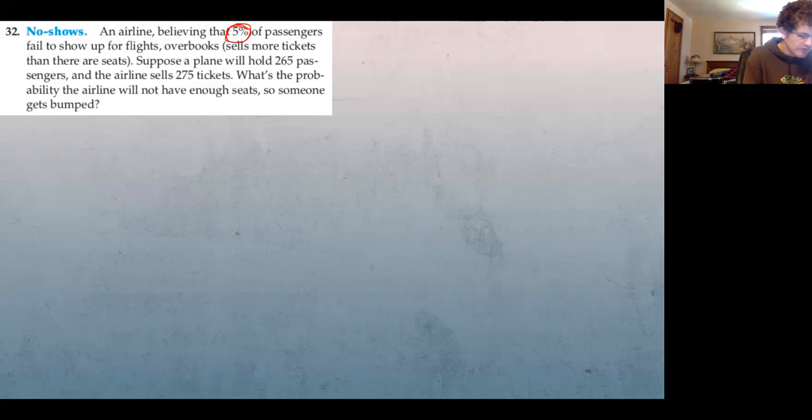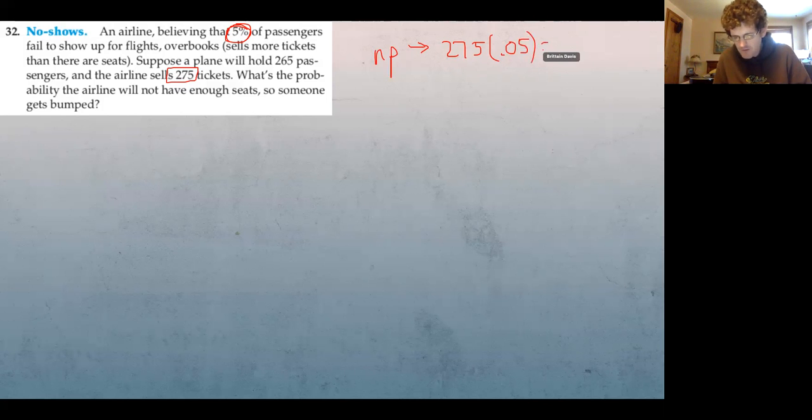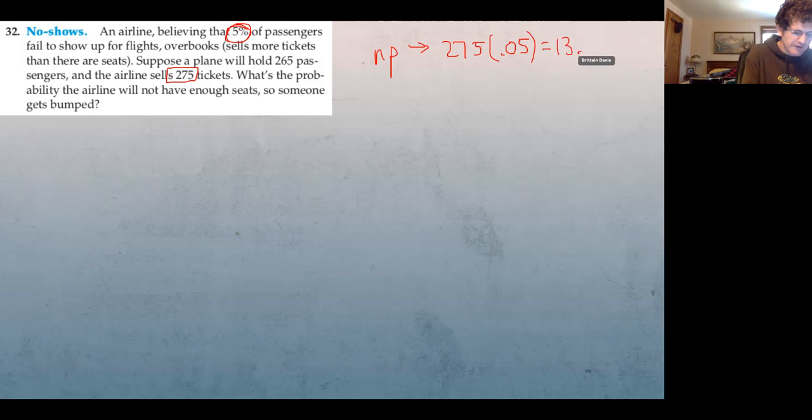All right, so they sold 275 tickets. How many failures would we expect? Sorry, how many people, so N times P. A success here is someone failing to show up. So that's going to be 275 tickets sold times 0.05, so that is 13.75. We would expect to have about 14 failures.